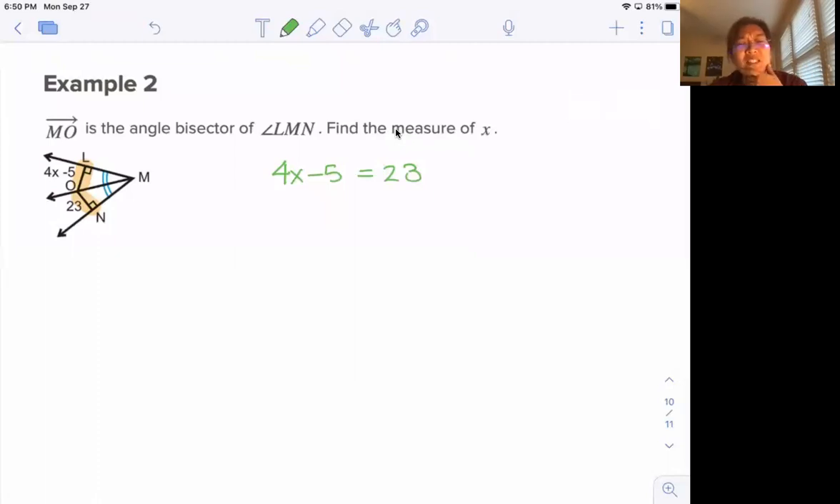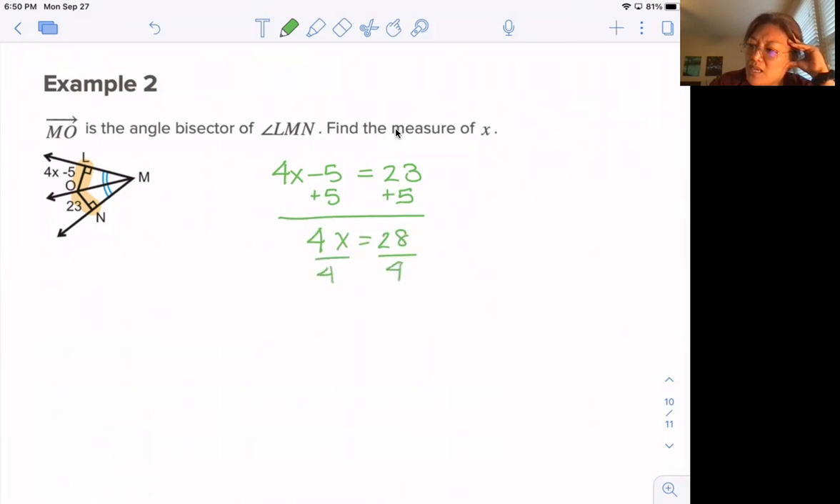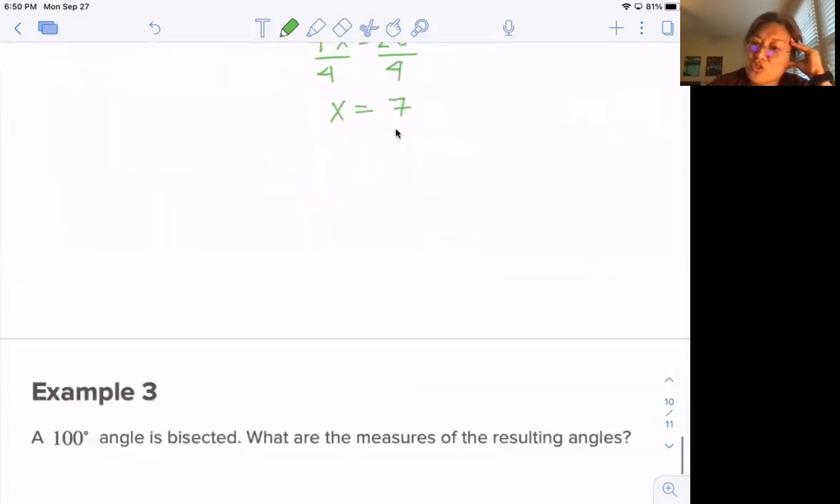I don't know why we did that at the beginning of the school year and why I keep harping on it. Craziness. I'm going to add 5 to both sides, guys. 4x is equal to 28. Divide by 4. X is equal to 7. One more example, that's it. Telling you this is a short video.